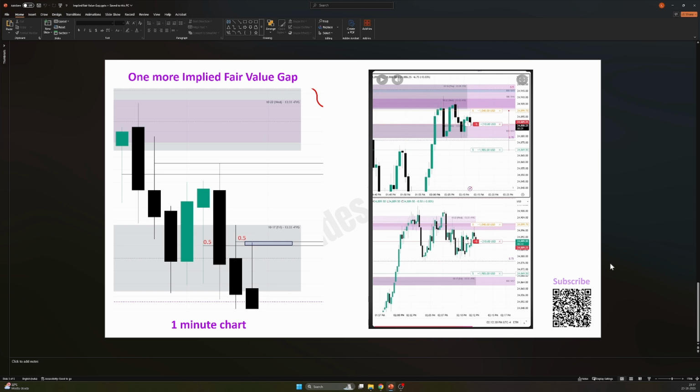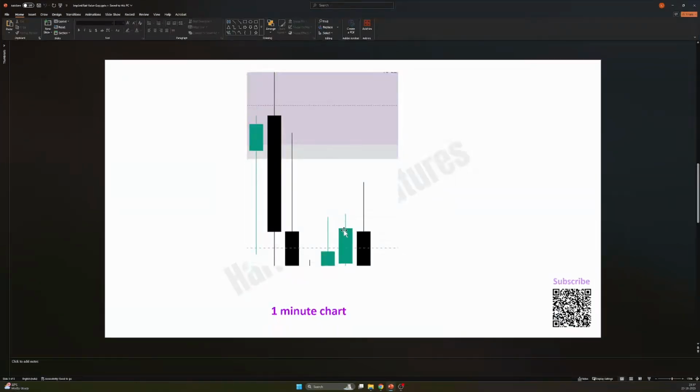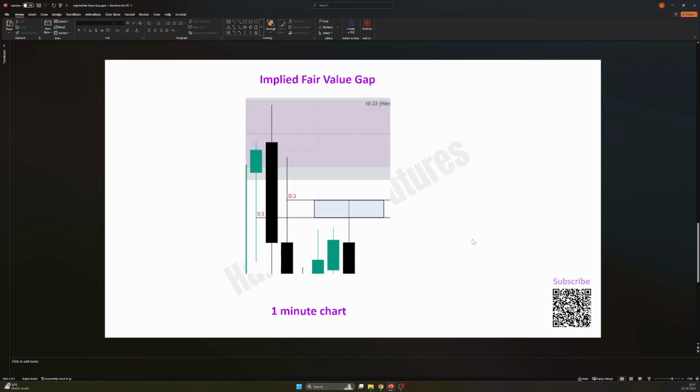Just to recap again, visually there is no fair value gap inside this price action, but whenever there is a huge candle with huge wicks on either side of the candle, you need to plot 50% of the wicks on either side of the candle like this, and extend those 50% levels to the right side, and you have your implied fair value gap. Whenever price comes back into this implied fair value gap, you can expect some kind of reaction.